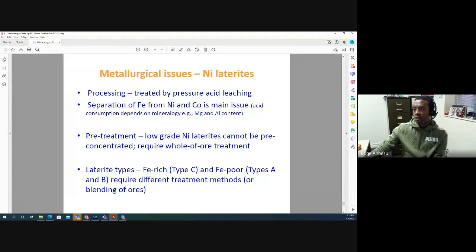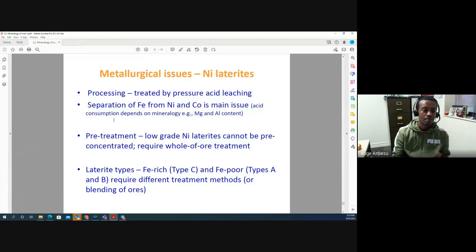Okay, so typically processed using pressure leaching. Pressure acid leaching. And in cases where you have cobalt as a byproduct, separating that could be a challenge. And as I said earlier, for laterites, we can't really upgrade them. So whole of ore treatment is necessary.